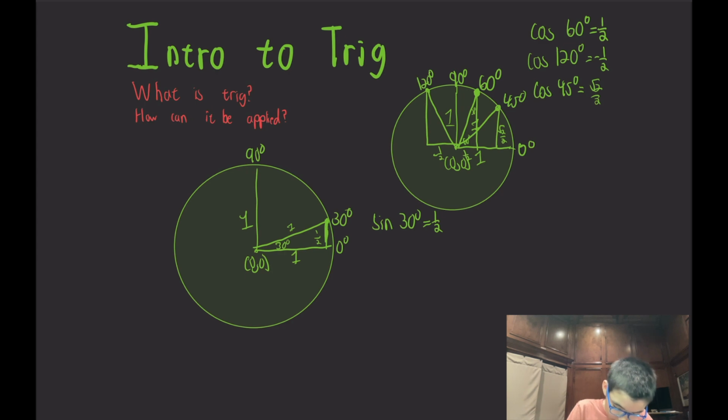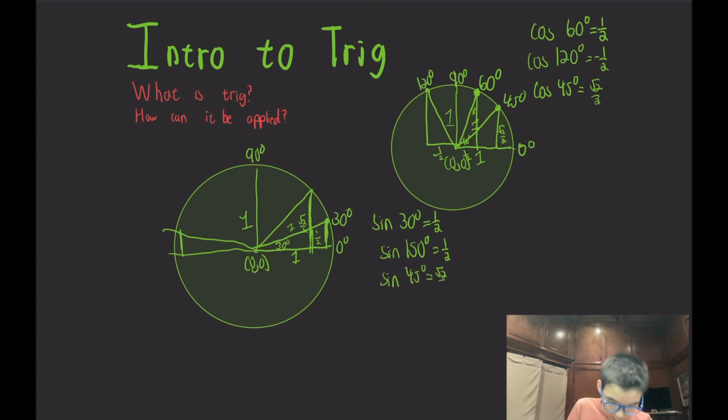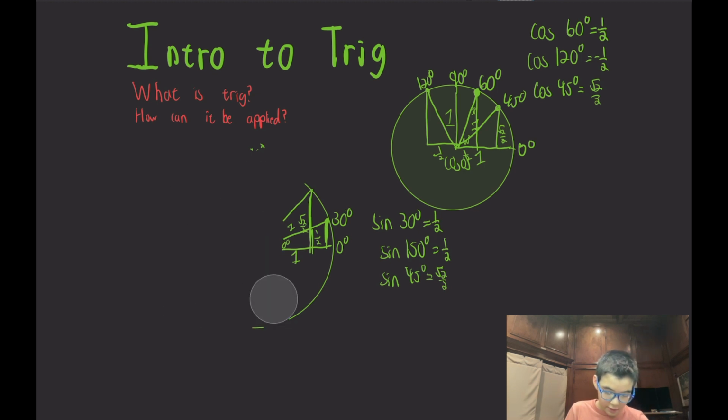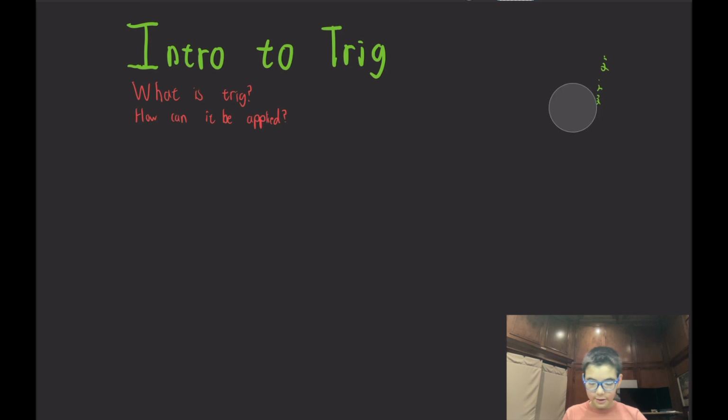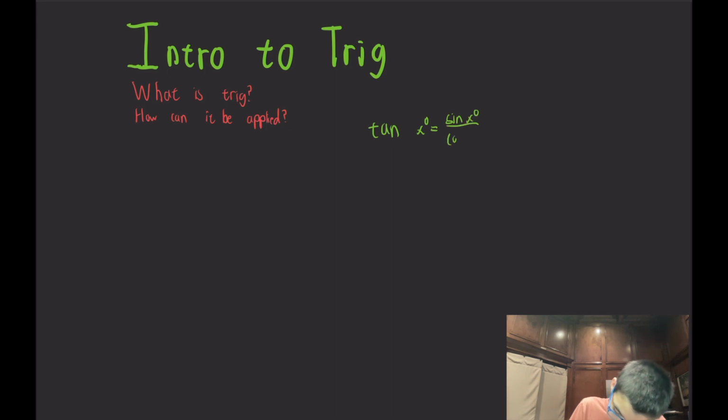What about sine of 150? It's the same thing, also 1/2, because the y-coordinates are the same. And sine of 45 is just the y-coordinate here, which is root 2 over 2. Now you know what sines and cosines are. But what about tan? Tan of an angle x degrees is equal to sine of x degrees divided by cosine of x degrees.